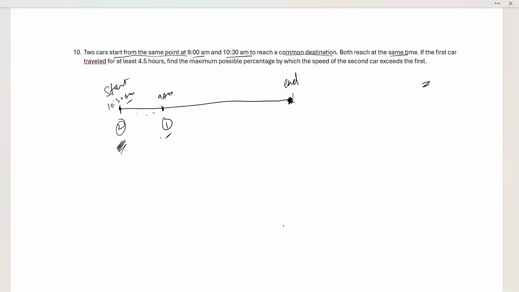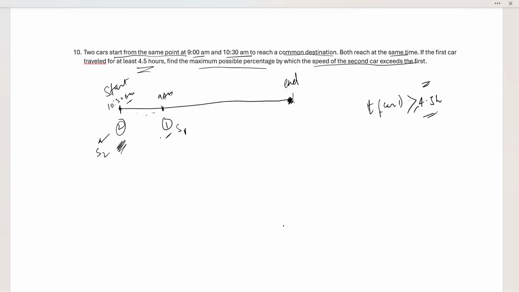Okay. Now, what further it says, both reach at the same time. If the first car traveled for at least 4.5 hours, they said that the time of travel of car one is greater than at least 4.5 hours. Find the maximum possible percentage by which speed of second car exceeds the first. So let's say speed of first car be S1, and let the speed of this be S2.